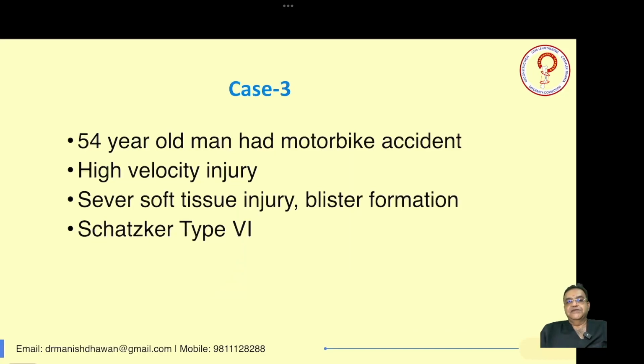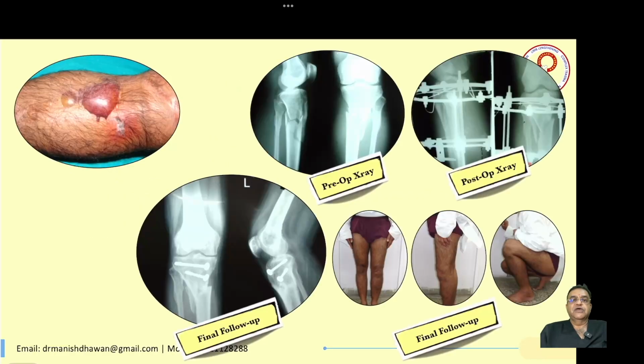Now coming to case 3, this is a 54-year-old man who had a motorbike accident, a high velocity injury, with severe soft tissue damage and blister formation. It was a Schatzker type 6. So you can see the blister formation, and this is the fracture. There are basically 2 big chunks, and you can see it is extending to the diaphysis, and similarly 2 cannulated screws were put, and after the removal of the frame, you can see the knee movements of the patient.